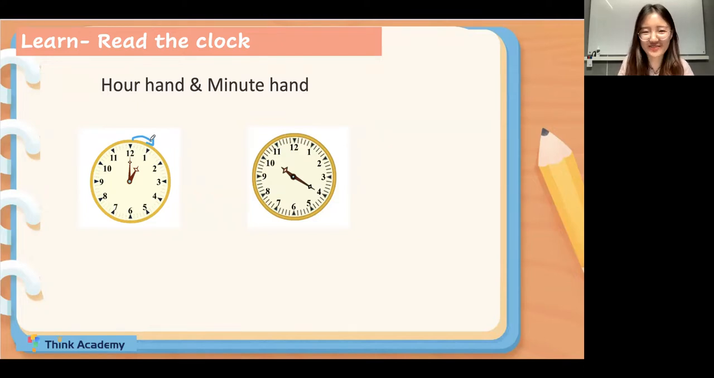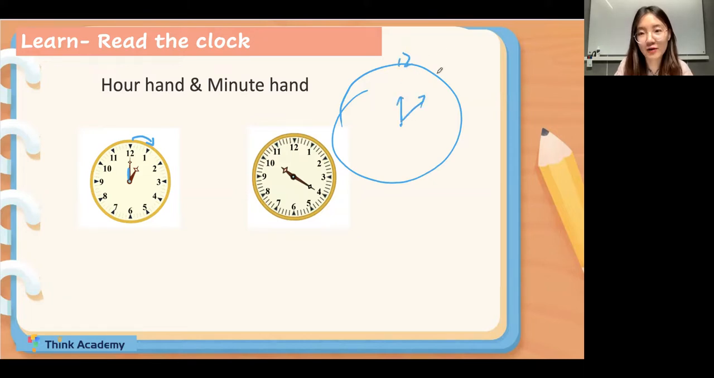Can you type the number in the chat box? Okay, one more time. I will draw a clock here. If the hour hand travels from 12 to 1, then how many hours have passed? 1 hour, right? Great. Then if the hour hand traveled from 12 to 2, how many hours have passed? 2 hours, right? It's not hard, everyone.